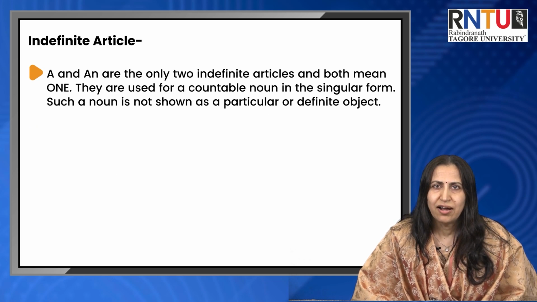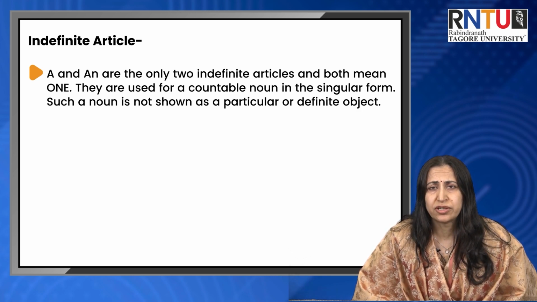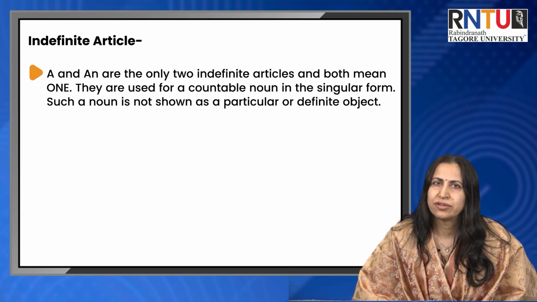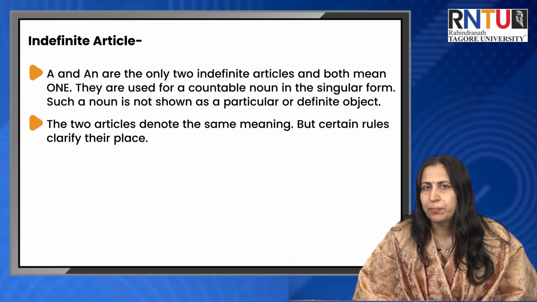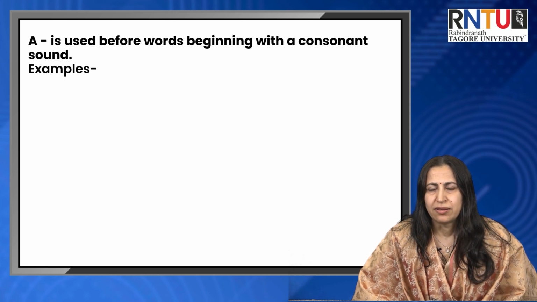A and An are the only two indefinite articles and both mean one. They are used for a countable noun in the singular form. Such a noun is not shown as a particular or definite object. The two articles denote the same meaning, but certain rules clarify their place. A is used before words beginning with a consonant sound.